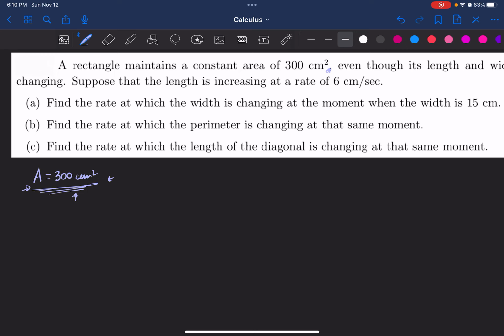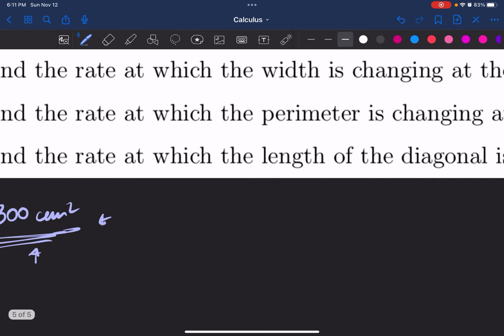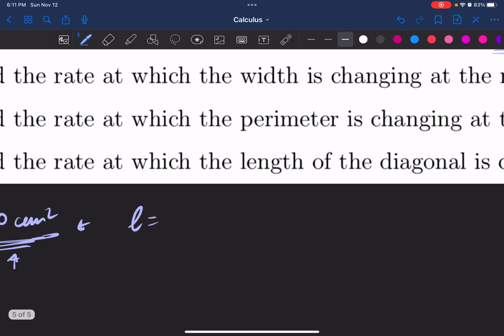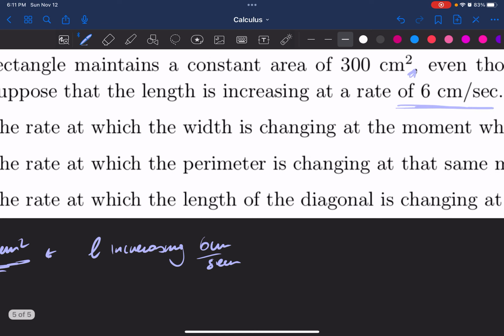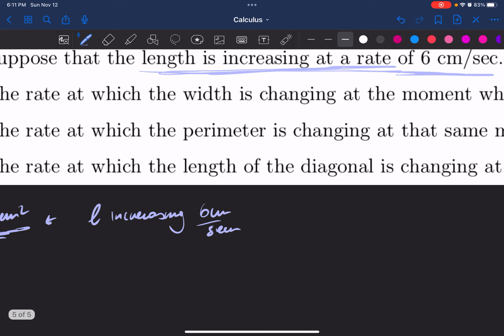So now suppose that the length is increasing at a rate of 6 centimeters per second. Basically what we're saying is that the length of this rectangle that we have is increasing at a rate of 6 centimeters per second. So every second we are changing the length of the rectangle. When I think about this sentence, that the length is increasing at a particular rate, what comes to my mind is the slope.